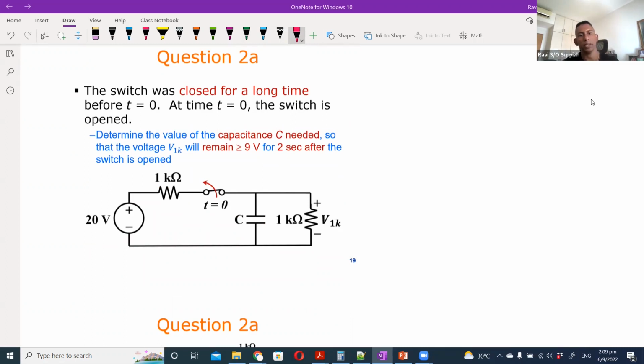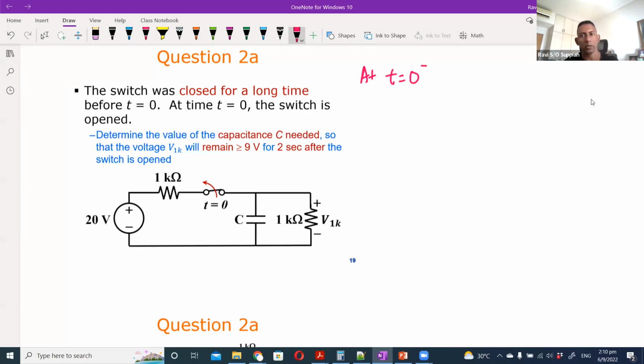Okay, so basically you need to analyze it. The process is quite standard. Whenever you have a circuit like this where there is some switch, and at time t equals 0 you open it or close it, we analyze in 3 stages. What happens at time t equals 0 minus? 0 minus means the time just before the event. In this case, the event is the switch being open.